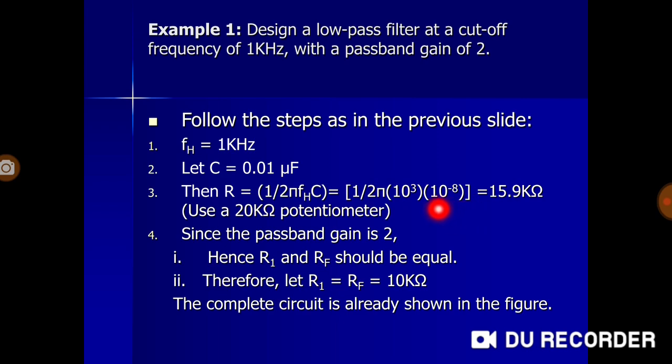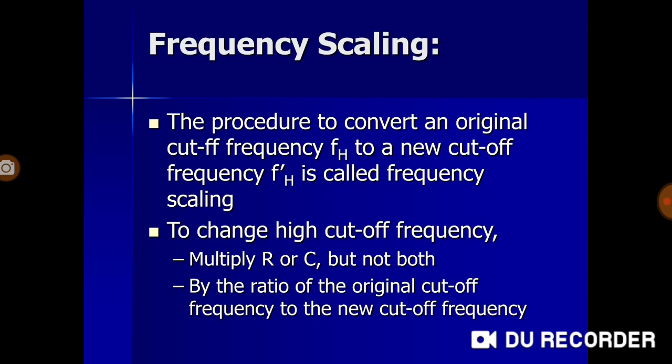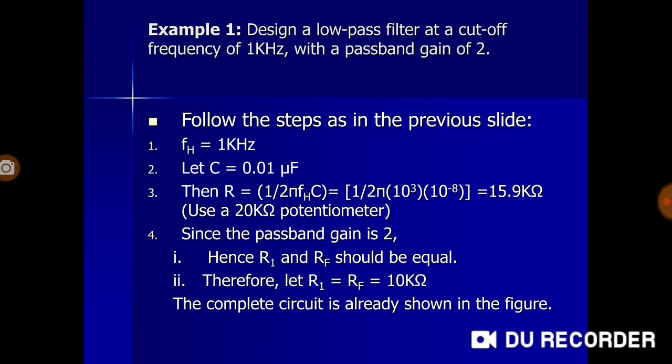Microfarad is already 10 to the power minus 6, so it is 10 to the power minus 8 farad. So effectively it comes to 15.9 kilo ohms. Now, 15.9 kilo ohm exactly we do not get as a standard resistor. So what we do is we use a 20K potentiometer.